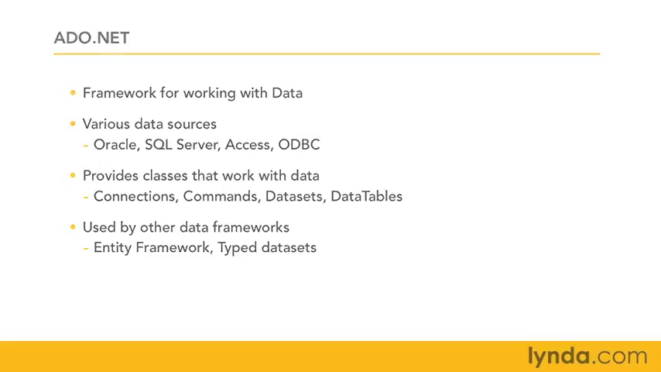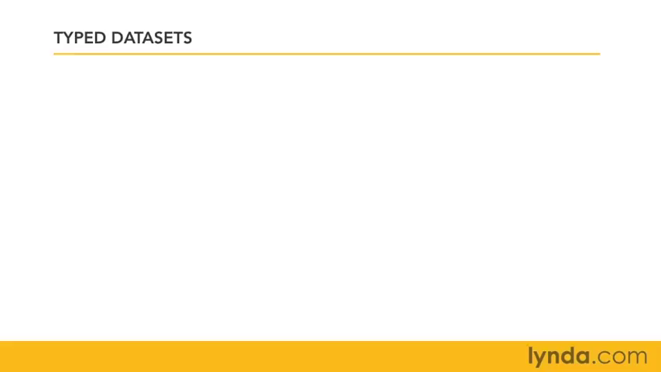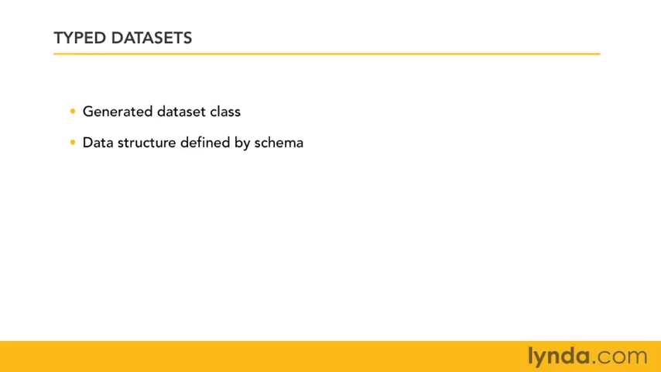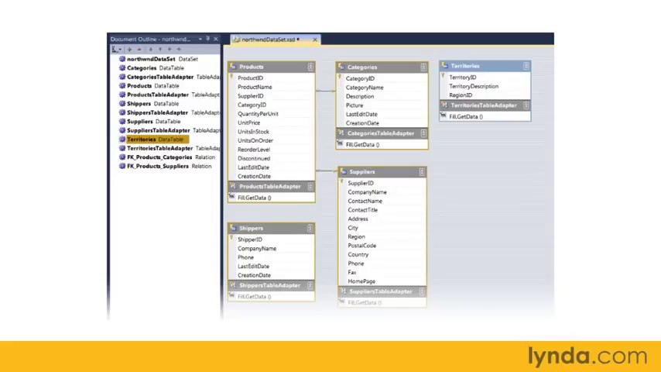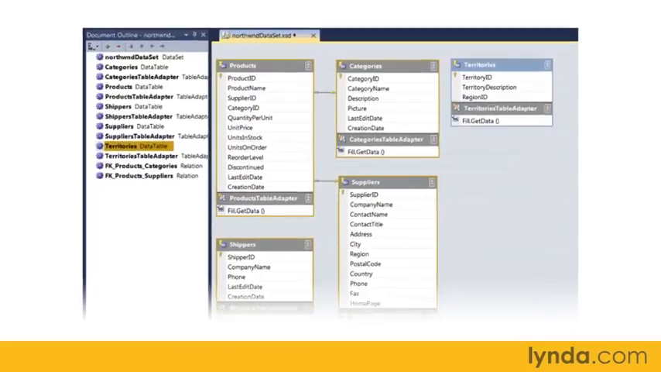An extension of ADO.NET is called typed datasets. These are generated from a tool and are based on available data schemas. Because of the generated class structure, they are easier to use in your application code. Datasets are generated from the command line by the XSD tool. In Visual Studio, you can use the Dataset Designer to create and edit the typed datasets.